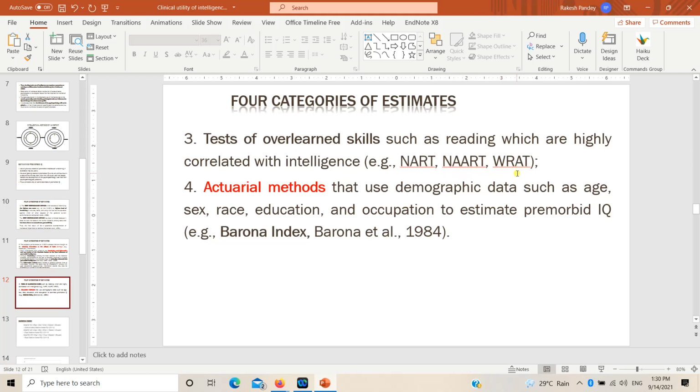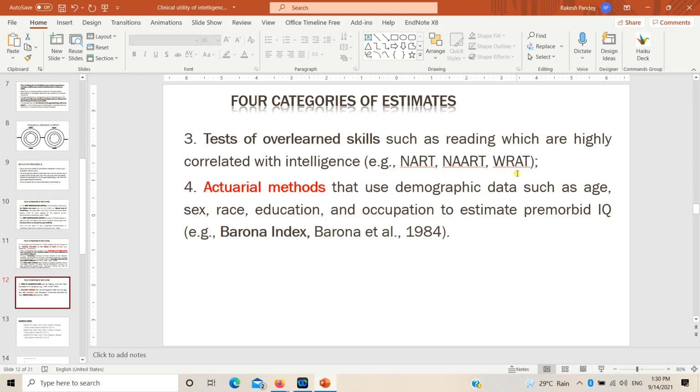It is not zero point nine or something. It is highly correlated but not perfectly, or near-perfect, correlated. So it will not substitute the intelligence score. So the final method is called the actuarial method. The actuarial term is basically derived from the noun actuary. Actuary means a person who is well versed in numerical analysis, analyzing data, and generally it includes a statistician.